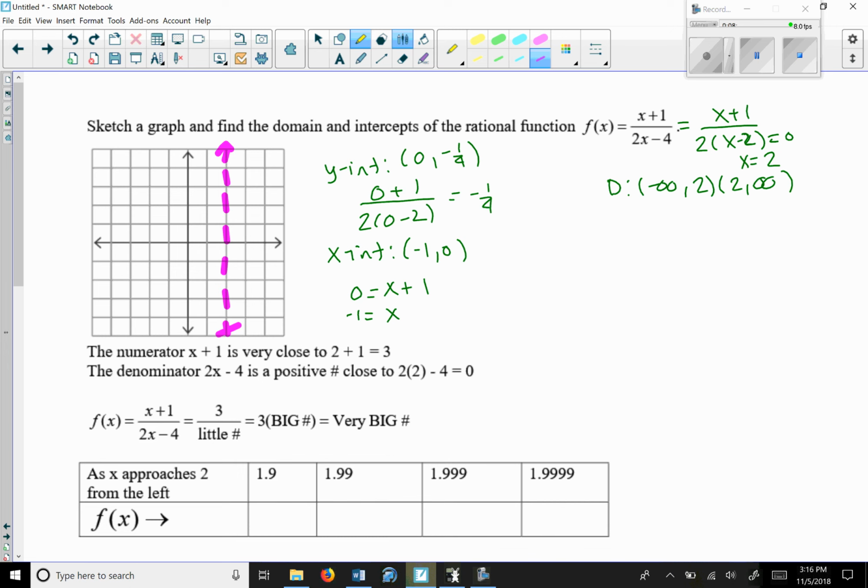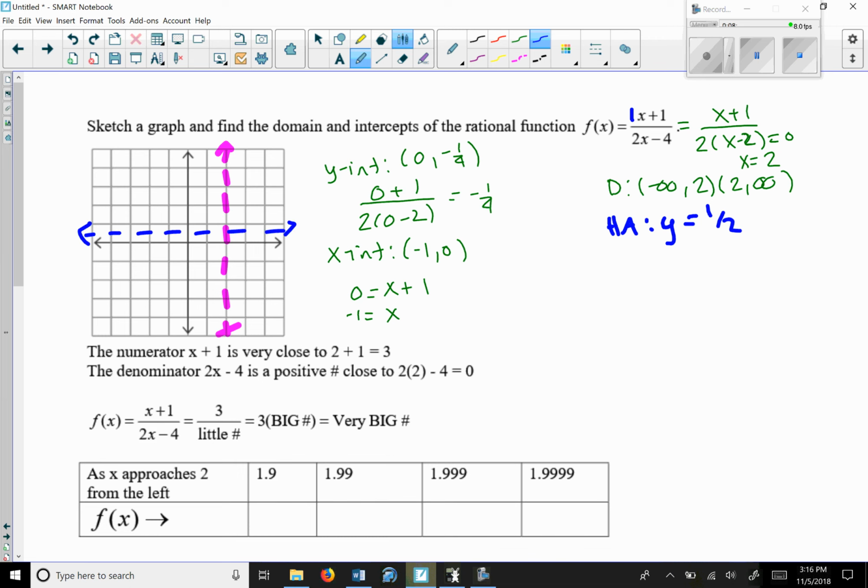And then for our horizontal asymptotes, we did talk about this last year. So if you recall from last year, when the numerator degree is equal to the denominator degree, we know that there is a horizontal asymptote at the ratio of the leading coefficients. So in this case, the leading coefficient of my numerator is 1, and in my denominator is 2. So I actually have a horizontal asymptote at y equals 1/2, which would be right here.